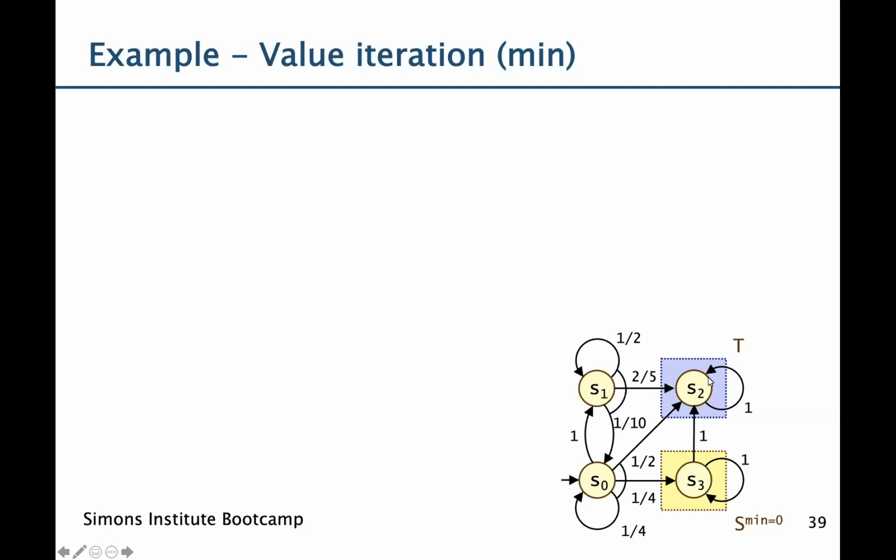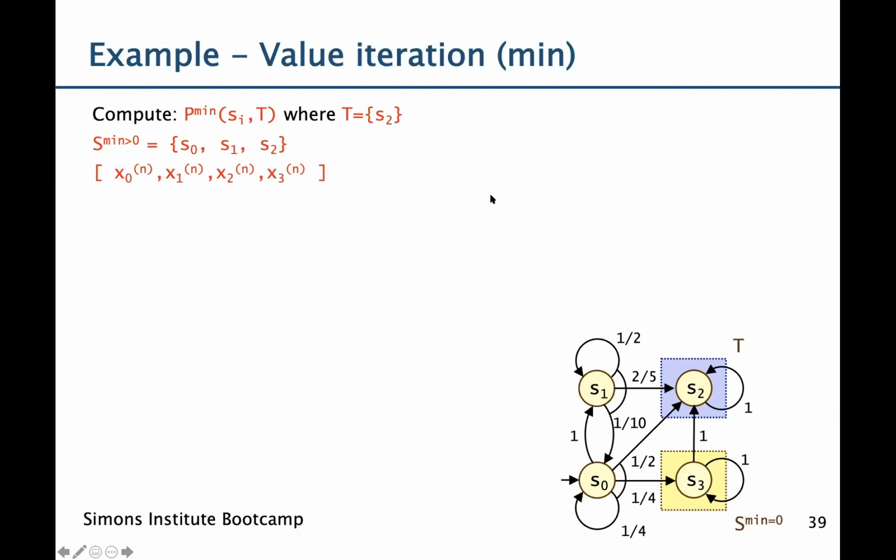So our target is S2, and which states have minimum probability of getting to S2 equal to 0? Well, that's only S3, because in S3 we can just choose to take this self loop over and over again, and then we will never get to S2. So let's have a look at this. We've got S min greater than 0 is S0, S1, and S2, and S3 isn't in the set, as I've just said. The minimum probability of getting to T is indeed 0.